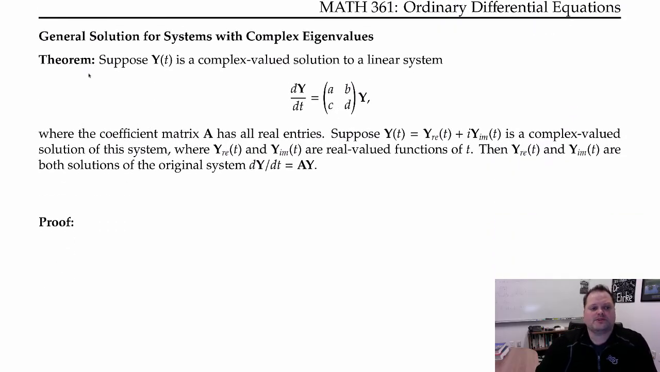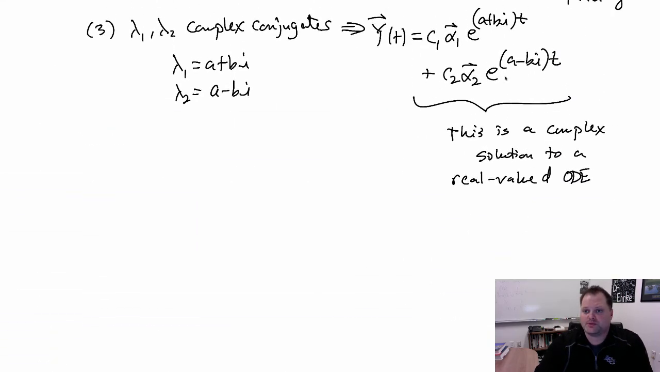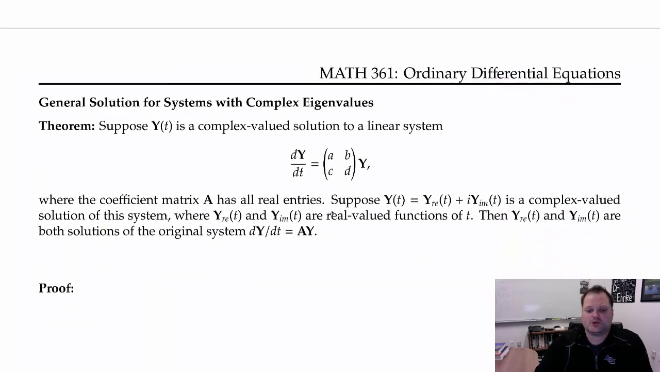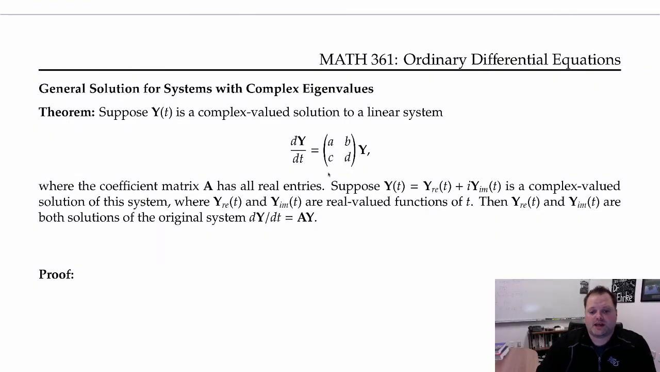So here's the theorem. The theorem states that if you have a complex valued solution just like this one, to a linear system where the matrix A is all real entries, which is what we're dealing with, then the real part of the solution and the imaginary part of the solution are real valued functions that are also both solutions to the system. In other words, each complex solution generates two real solutions. So this is going to be our idea.